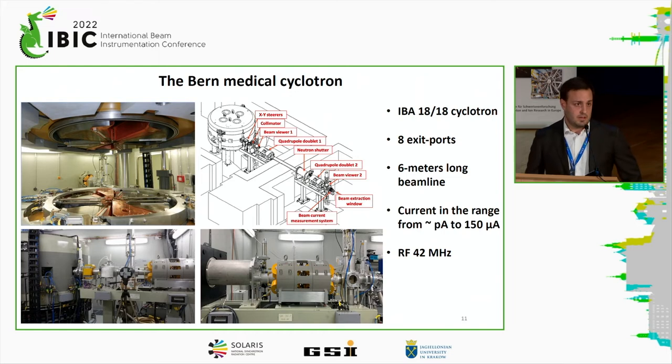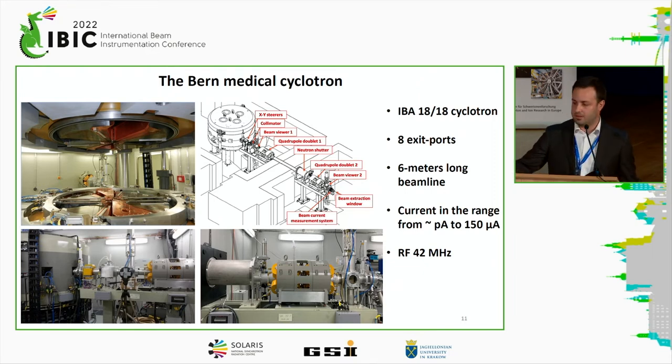So this is the Bern Medical Cyclotron, where we performed the first tests. And this is an IBA 18/18 MeV cyclotron, 18/18 because it features two ion sources, two proton sources, and in total it has 8 exit ports. Now, 6 of these exit ports are connected to water targets enriched with oxygen-18. So basically they are used for the production of fluorine-18 fluorodeoxyglucose, for nuclear medicine application. And there are two exit ports which are used for research.